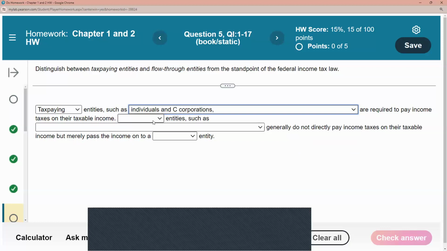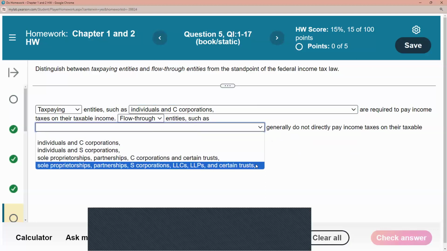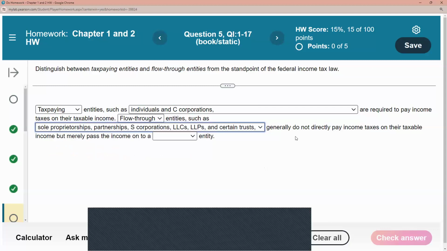So next we have blank entities such as blank generally do not directly pay income taxes on their taxable income, but merely pass the income on to a blank entity. So the correct answer is flow-through entities such as sole proprietorships, partnerships, S corporations, LLCs, LLPs, and certain trusts. They generally do not pay income taxes on their taxable income, but they merely pass it on to a tax-paying entity.